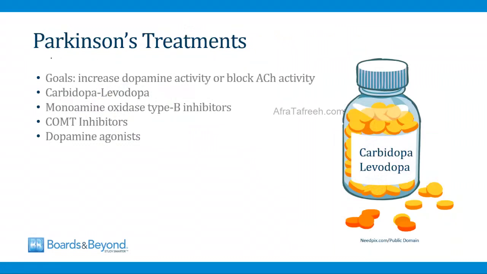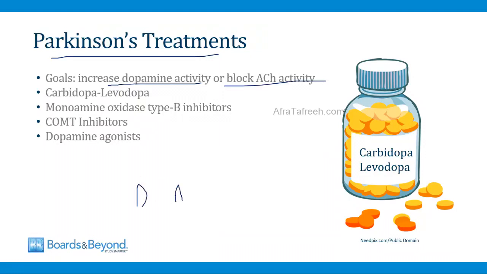Now we're going to talk about different treatments for Parkinson's disease, and this is the highest yield thing to know about Parkinson's. This is what they're most likely to ask you about on your board exams. So the goal of treating Parkinson's disease is to either increase dopamine activity in the central nervous system or to block acetylcholine activity.